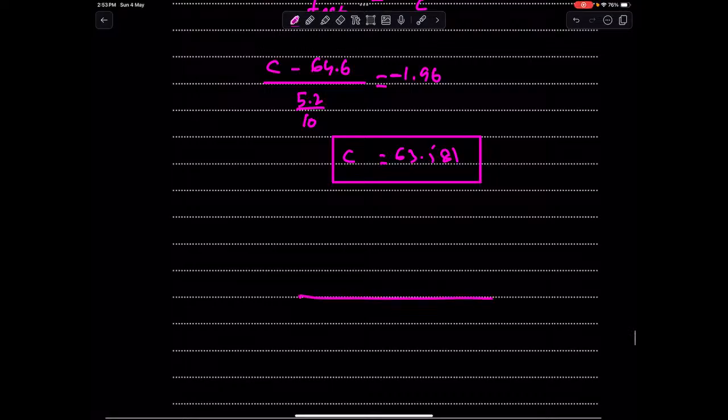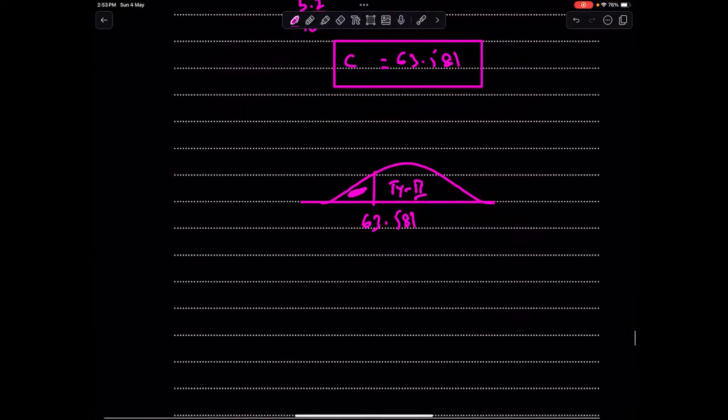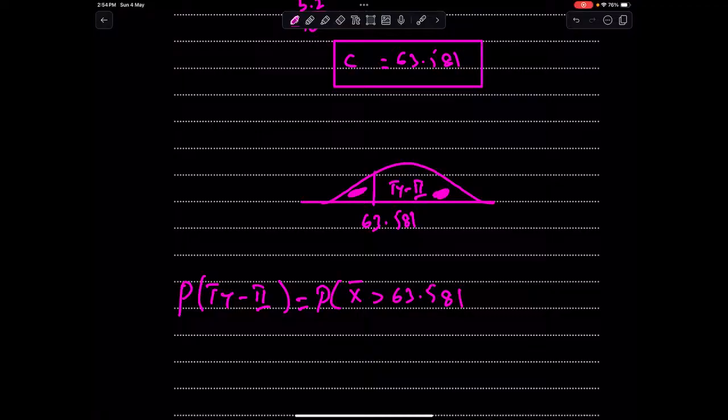Now understand this here. This is the critical region, 63.581. This is the rejected region and this is the accepted region. This is the region of type 2 error. So probability of type 2 is the probability of the accepted region, meaning X bar greater than 63.581. This is the region of type 2 error.